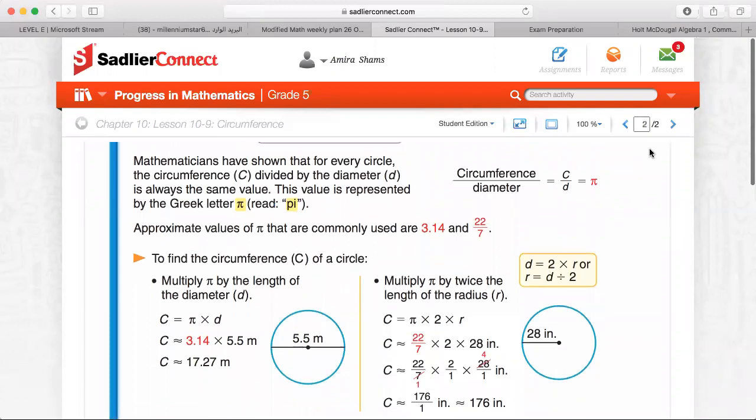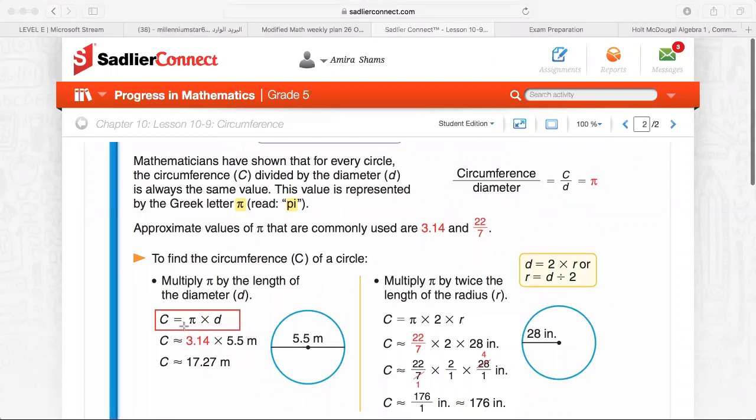Okay? I have a rule for circumference. What are the rules used for circumference? Circumference of a circle is pi multiplied by d. What is pi? 3.14. Yes. What is pi? Pi is a new sign.